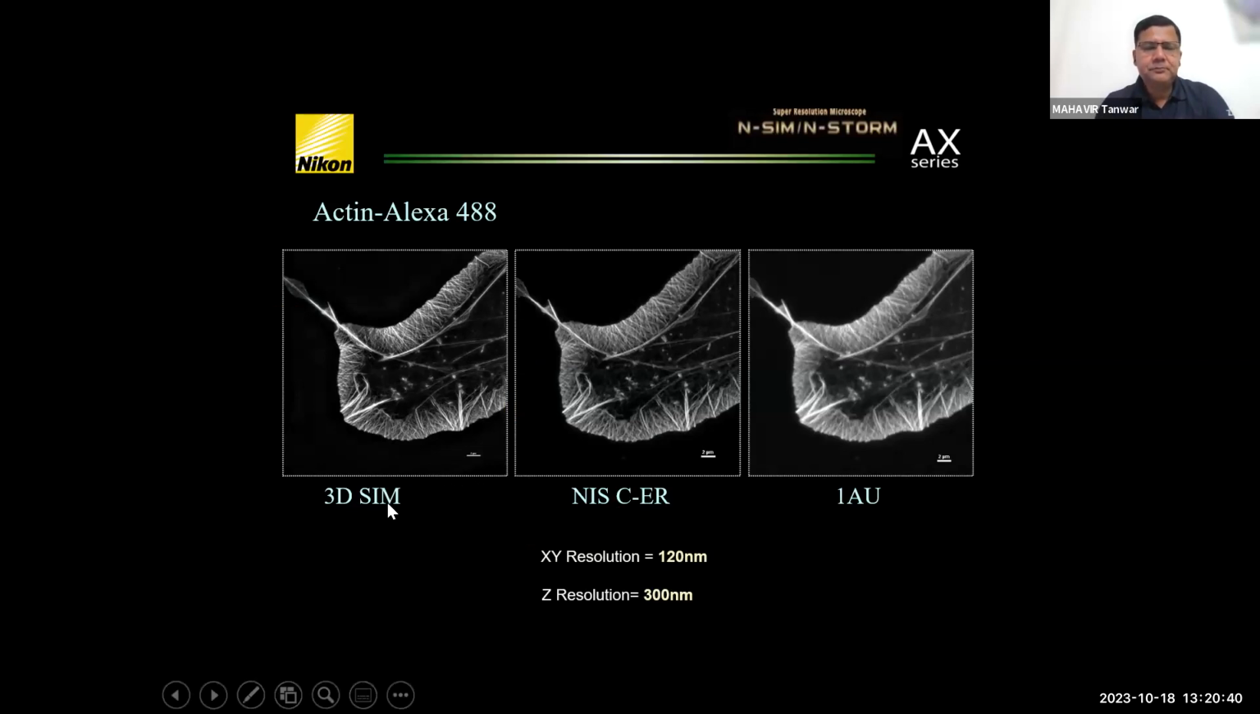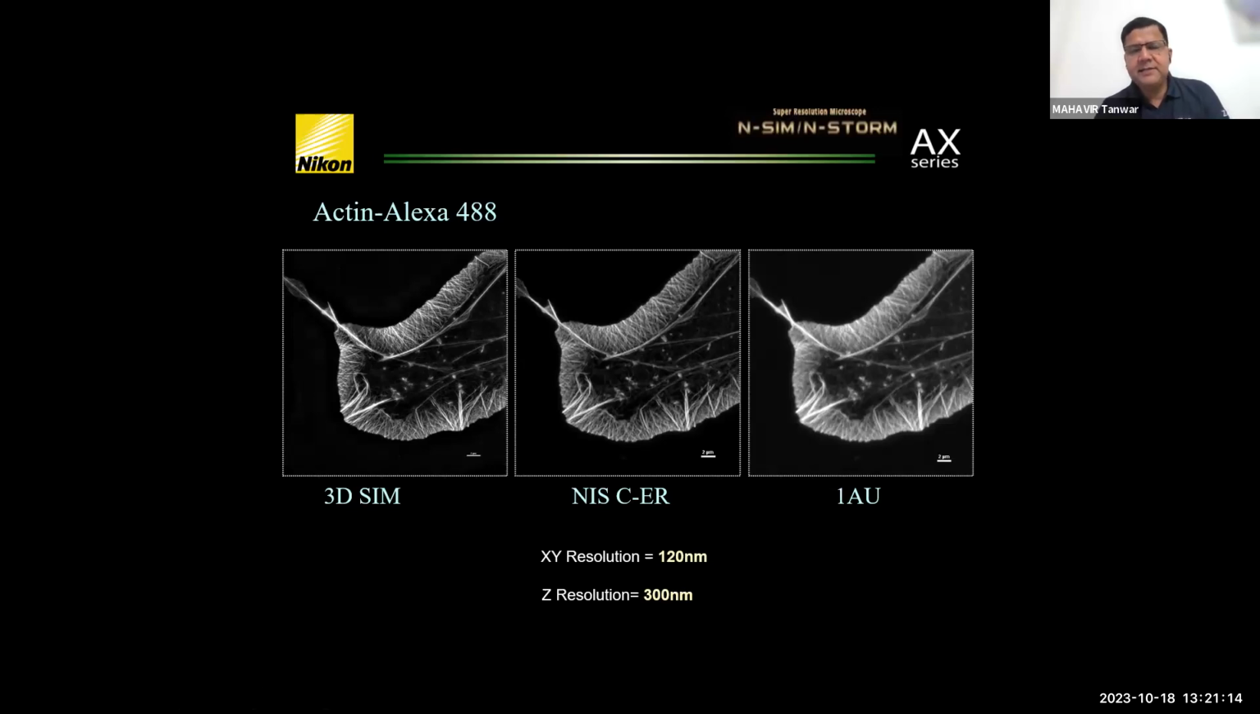They have shown the comparative. If you see, the left is a 3D SIM. We'll come back on SIM in the next presentation. And right side is confocal based enhanced resolution, and extreme right is one Airy unit, one Airy disk. So when we are performing a normal confocal, we perform at a one Airy unit pinhole size, which will capture the data as a standard confocal. But if we reduce the pinhole to 0.2 Airy unit, what is happening? It will improve the resolution, but at the same time, it will reduce the intensity.